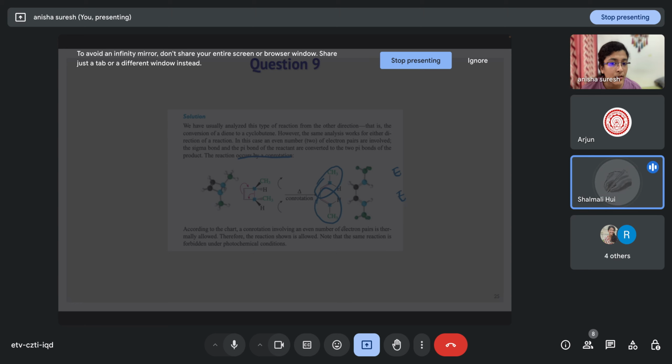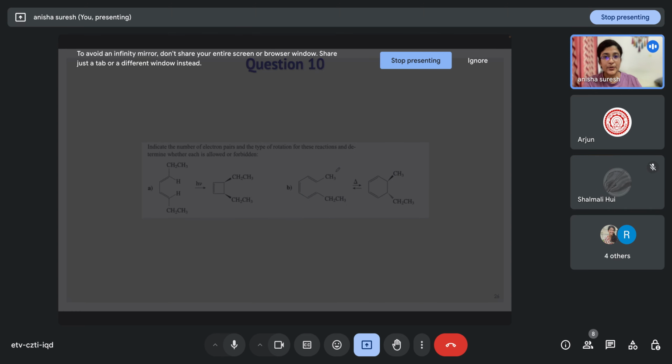No, sorry. One will be in cis position, another will be in trans position, the methyl groups. No, no, you see the rotating. If we are rotating in this fashion, the hydrogen will go inside and the methyl which will be above will go outside. So same, right? So that is all about question 9.